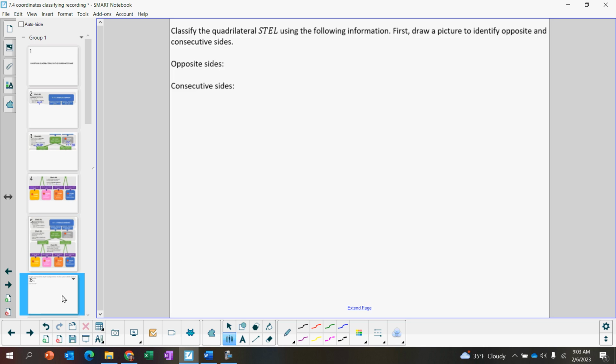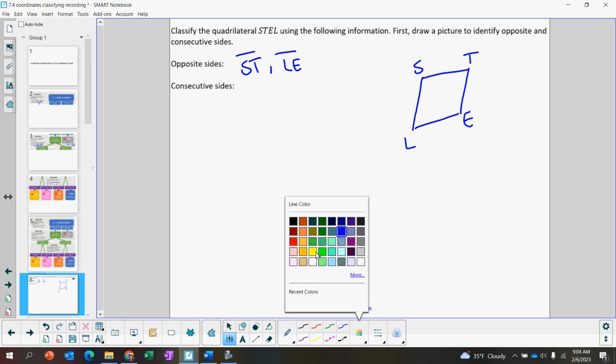So we are going to classify the quadrilateral still using the following information. First, let's draw a picture to identify the opposite and consecutive sides. If I am going to draw myself a quadrilateral, and I'm calling it STEL, the opposite sides would be ST and EL, or LE. Also, SL and TE.